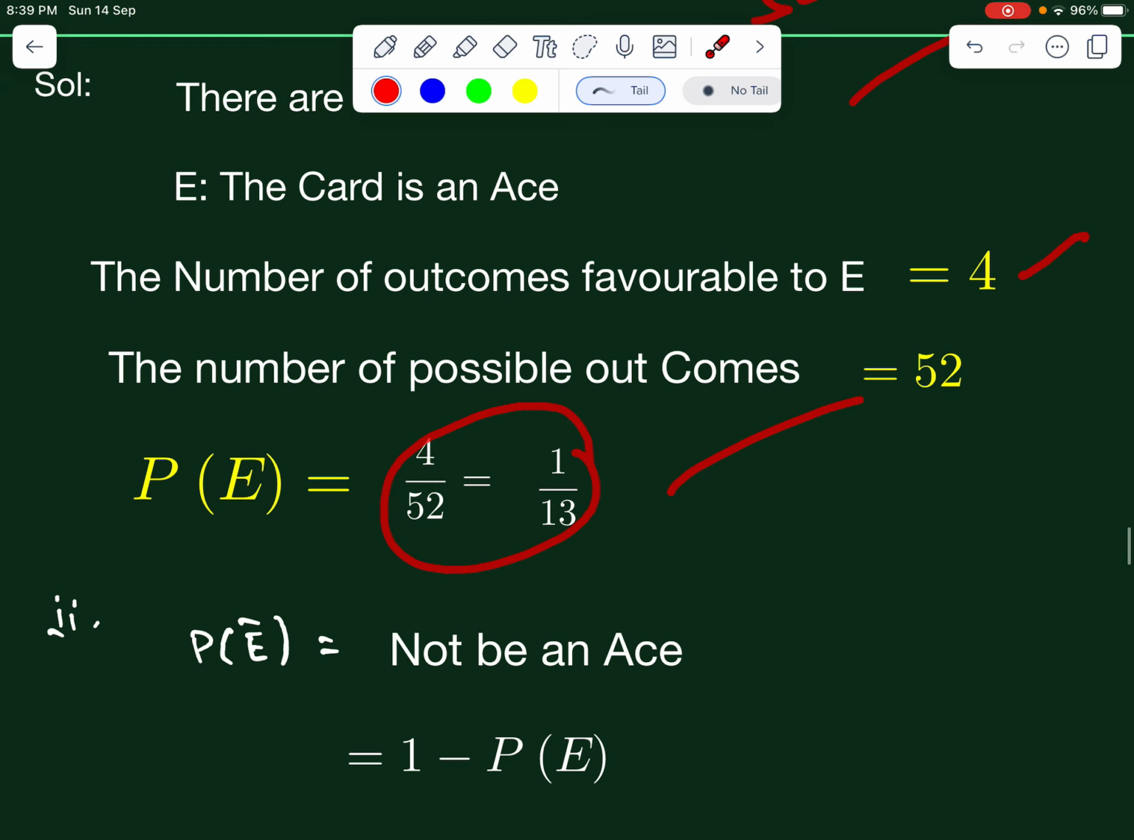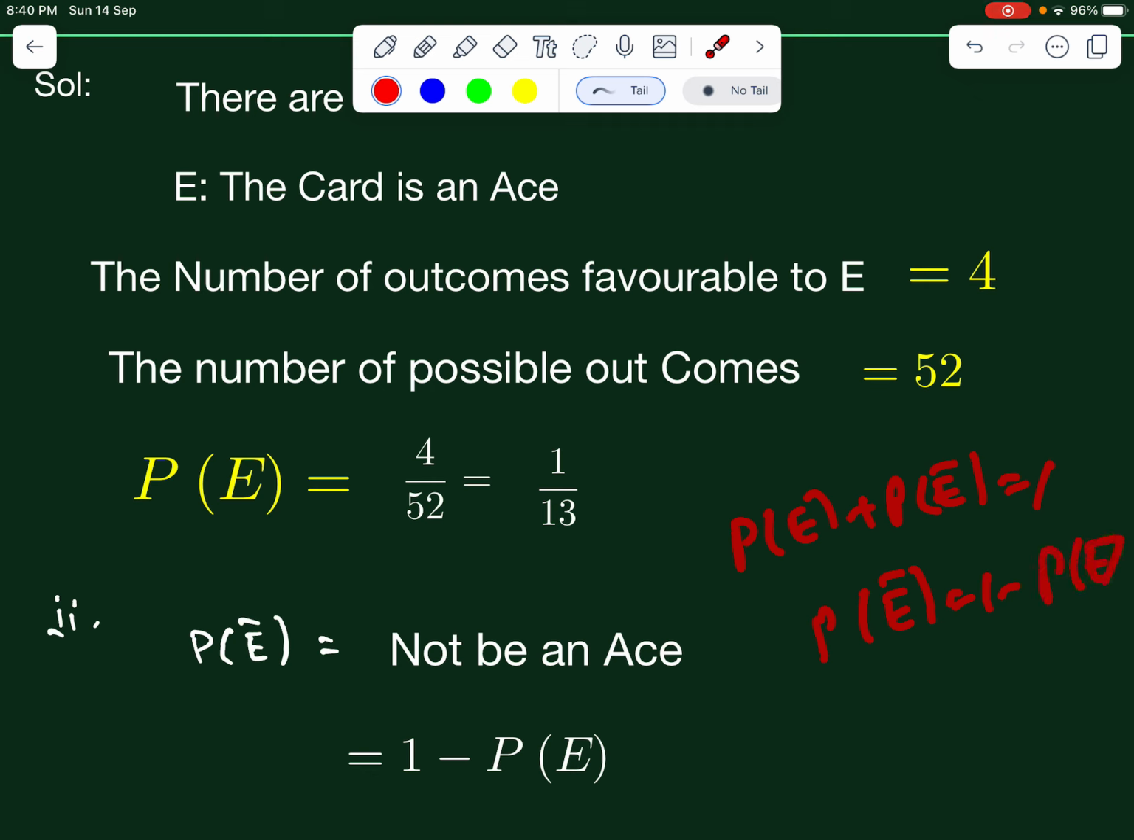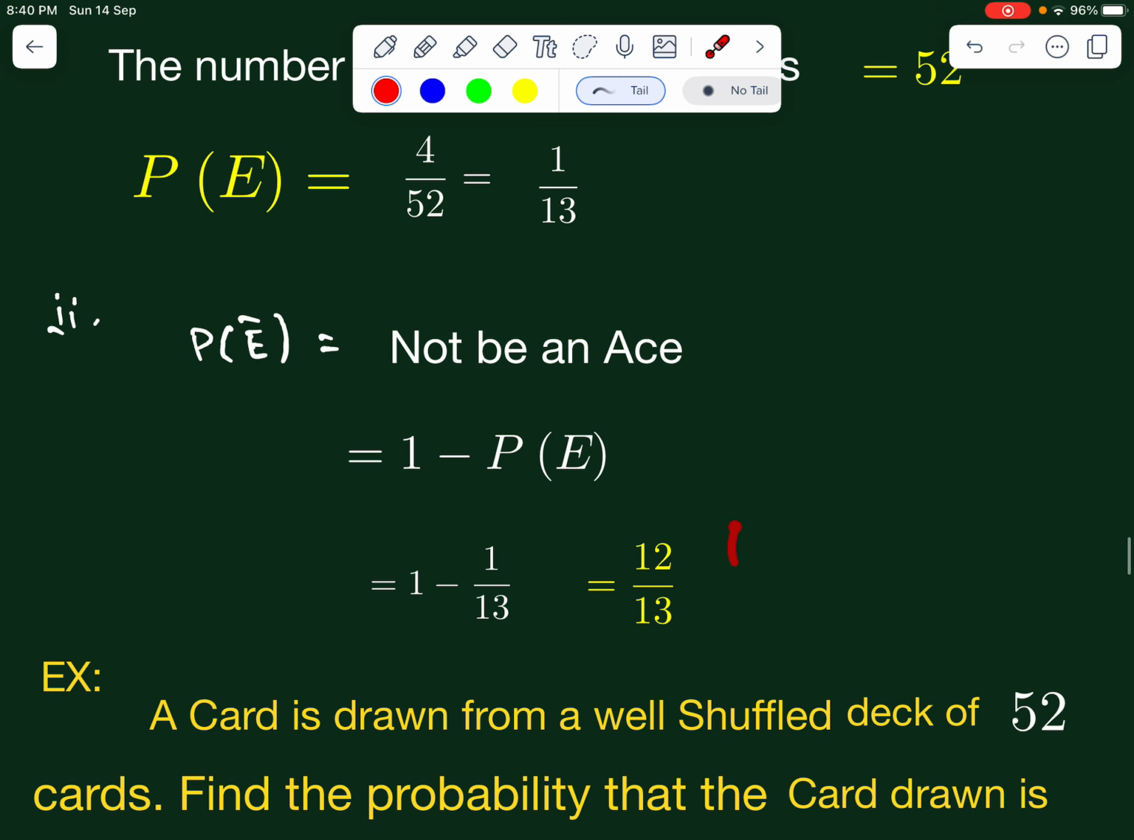1 by 13. Now, not an ace. We can write this as P of E bar. Therefore, we can use this formula: P of E plus P of E bar is equal to 1. Therefore, P of E bar is equal to 1 minus P of E. That is equal to 1 minus 1 by 13. Therefore, the answer is 12 by 13.